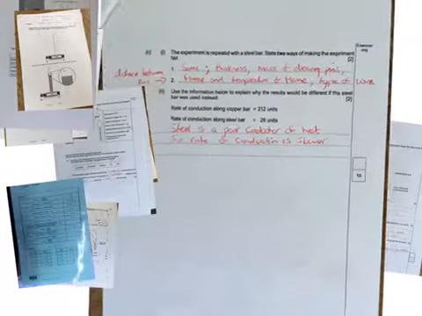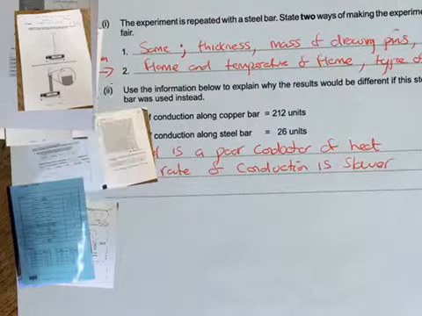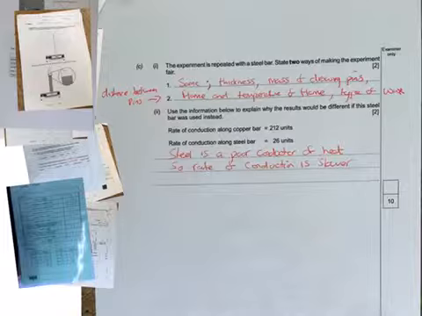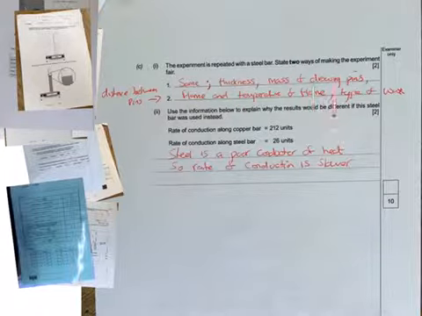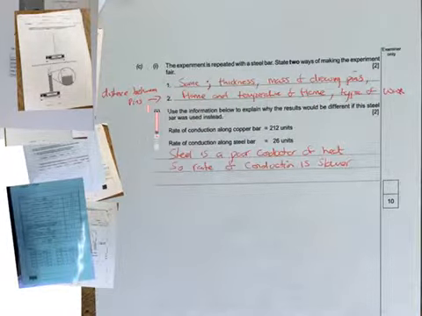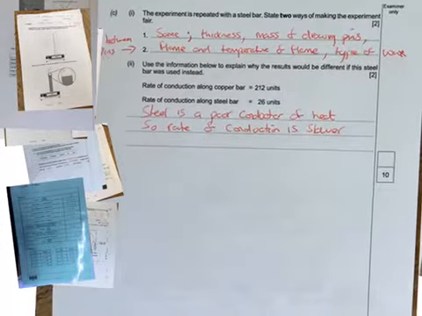And the last bit of this question then: the experiment is repeated with a steel bar. State 2 ways of making the experiment fair. You could have any of these. They need to be the same, and then I've put same thickness, same mass of drawing pins, the same flame and temperature of the flame, same type of wax, and the same distance between the pins I've tagged on the end there. But you only need 2 of those.